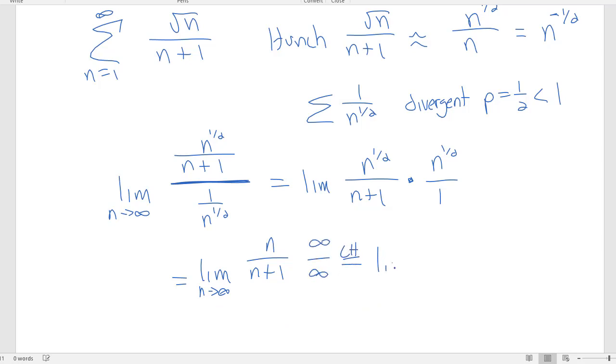So I'm going to do L'Hopital's rule. Derivative of the top is 1. Derivative of the bottom is 1. So the limit of a constant is that constant.